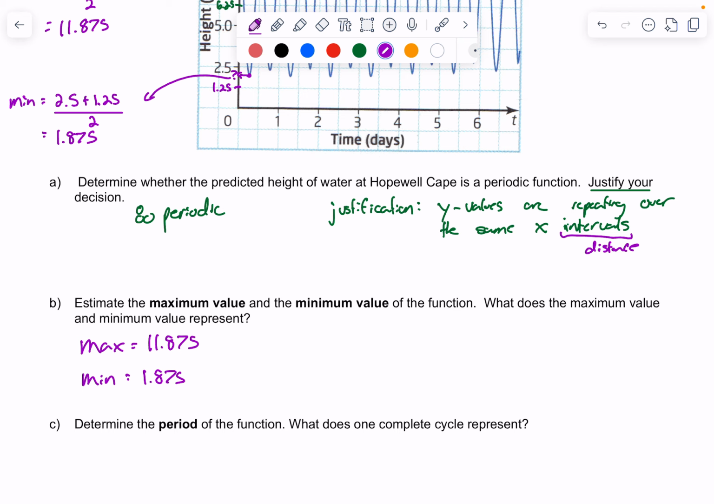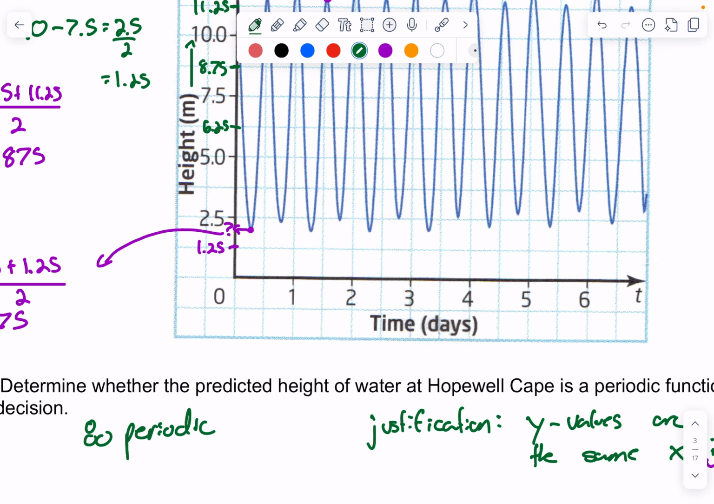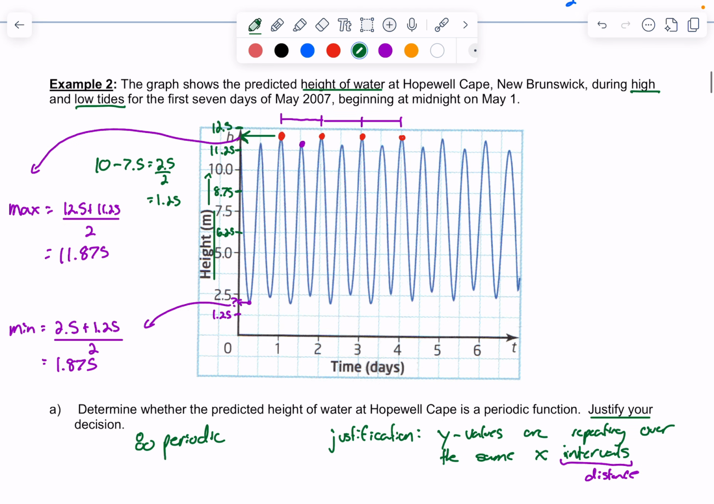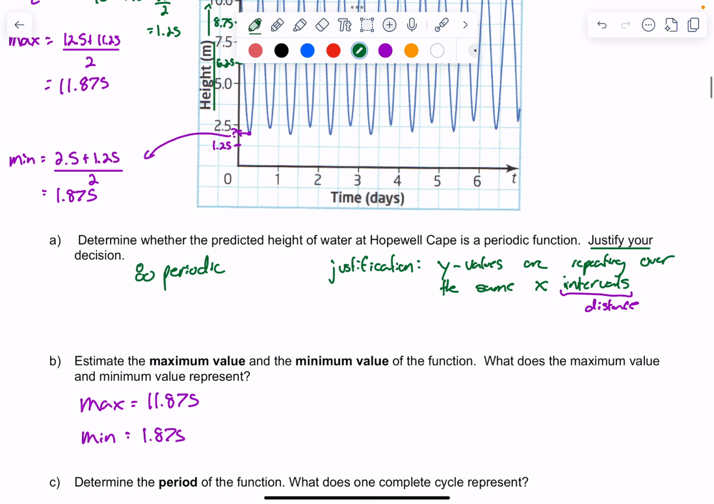1.875. What does the maximum and minimum value represent? Well, we are looking at these values right on the y-axis. So what does the y-axis represent? It represents height in meters. And this whole thing is talking about the height of the water at low tide and high tide. So those heights in meters are talking about high and low tide.